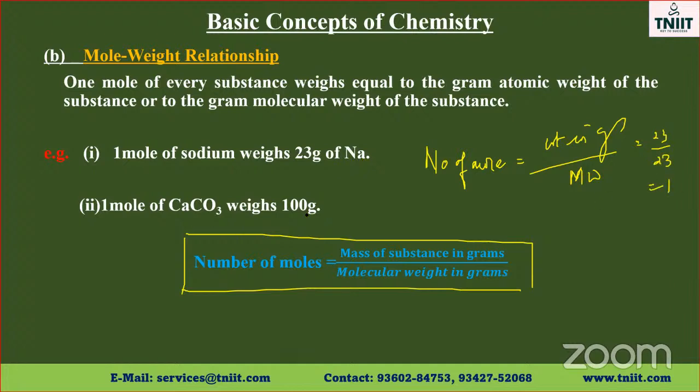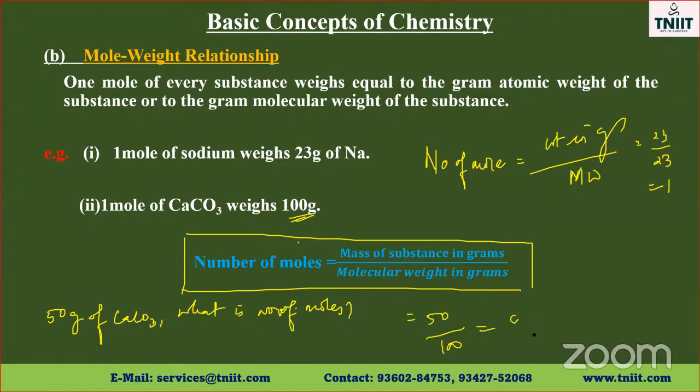Now calcium carbonate molecular mass is 100. So what will be, if I say 50 grams of calcium carbonate, what is the number of moles? Tell me. It will be 50 divided by molecular mass, which is 100. It will be what? 0.5 moles. So this is simple.